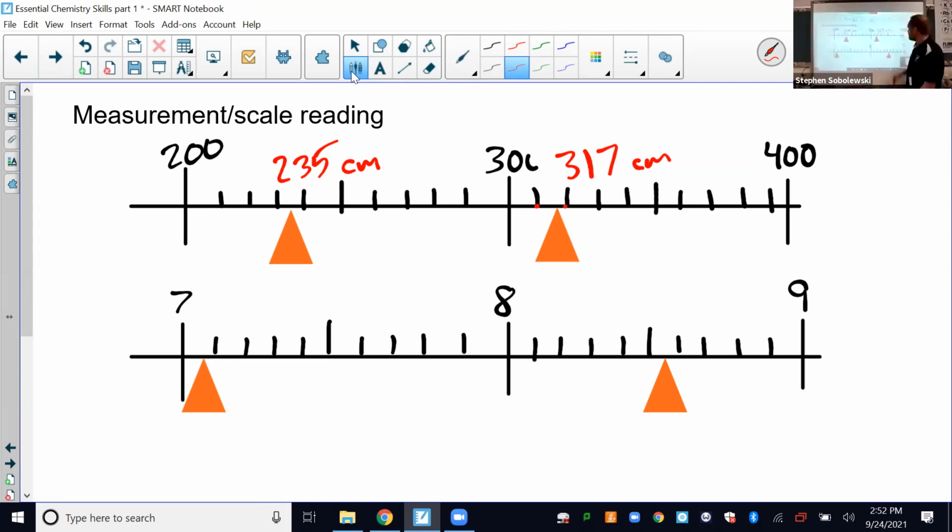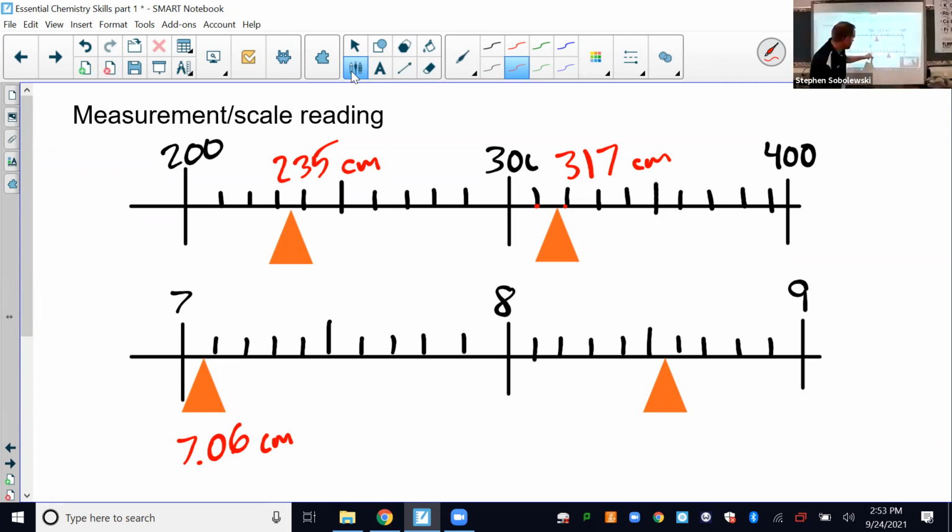Notice I went to the ones place. I went one better than my measurement device. Down here, we have 7, 8, 9. So that's the ones place. I have 10 lines in between, so that's the 10th place. Now I'm going to go to the hundredths place, just like on the first slide we showed. So this one is between 7.0 and 7.1, maybe a little more than half. I think I'll call that 7.06 centimeters to the hundredths place.